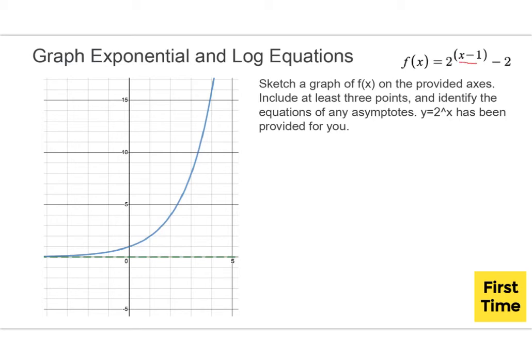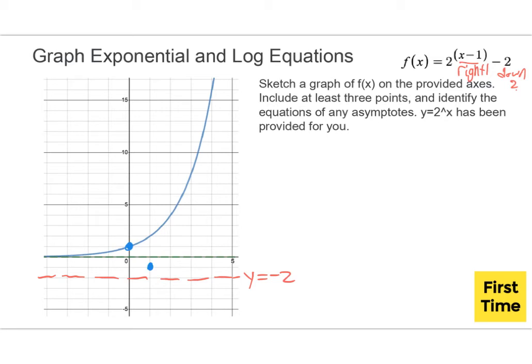X minus 1 in parentheses means that we're going to go 1 to the right, and we're going to go down 2. The down 2 really affects our asymptote. So we're going to take a look at that asymptote first, and it's going to move down 2. So here's our new asymptote, y equals negative 2. To get 3 points, I'm going to use 1, 1 first.